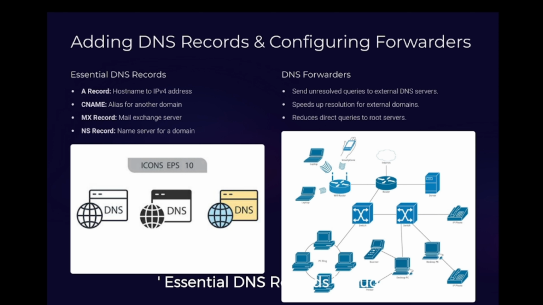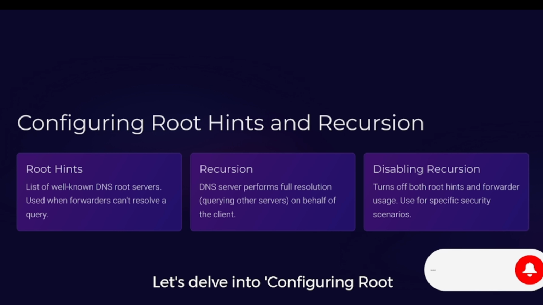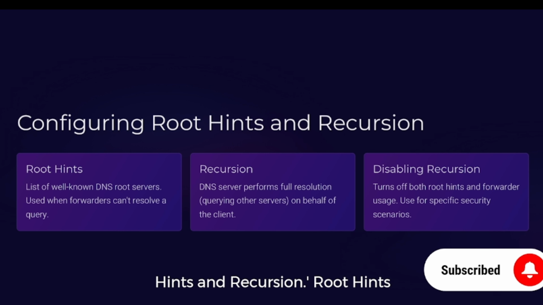Essential DNS records include the A record for hostname to IPv4 address translation, the CNAME record as an alias for another domain, the MX record for mail exchange servers, and the NS record for name servers of a domain. For DNS forwarders, these send unresolved queries to external DNS servers, speeding up resolution for external domains and reducing direct queries to root servers. Let's delve into configuring root hints and recursion.